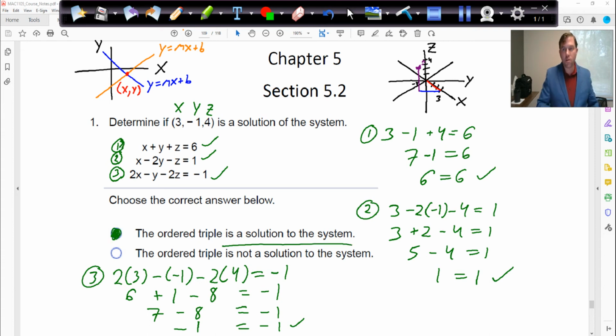Now, if any one of those equations failed, so if I got 7 equals 5 or 3 equals minus 2, something like that, then if any one of the three breaks down, the whole thing breaks down, and you would say it's not a solution to the system.